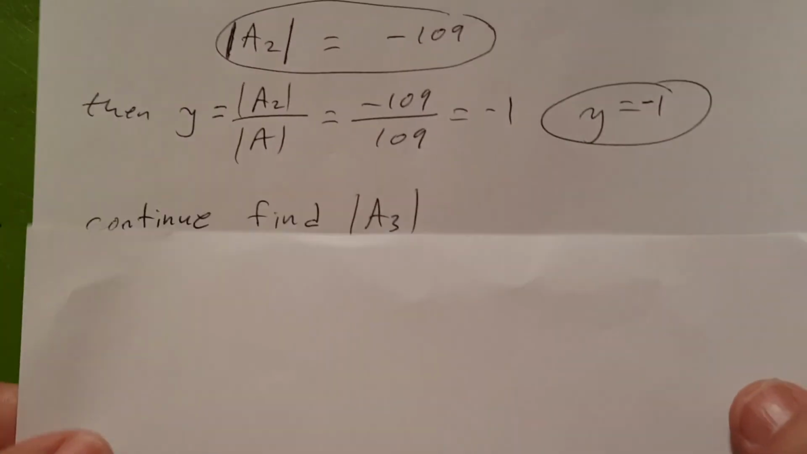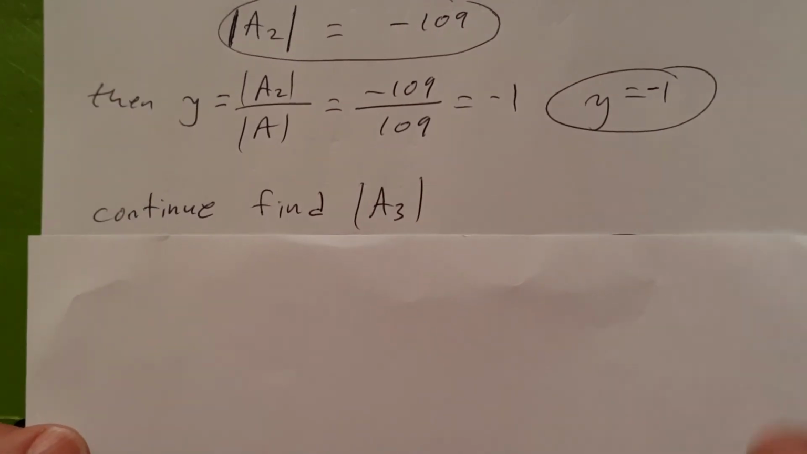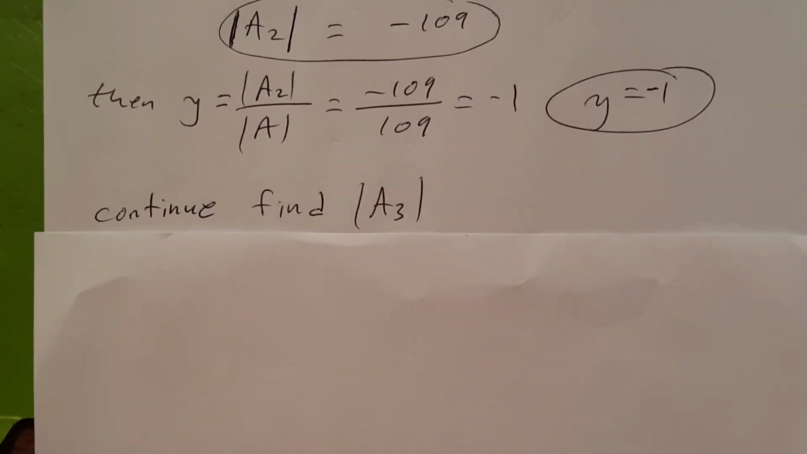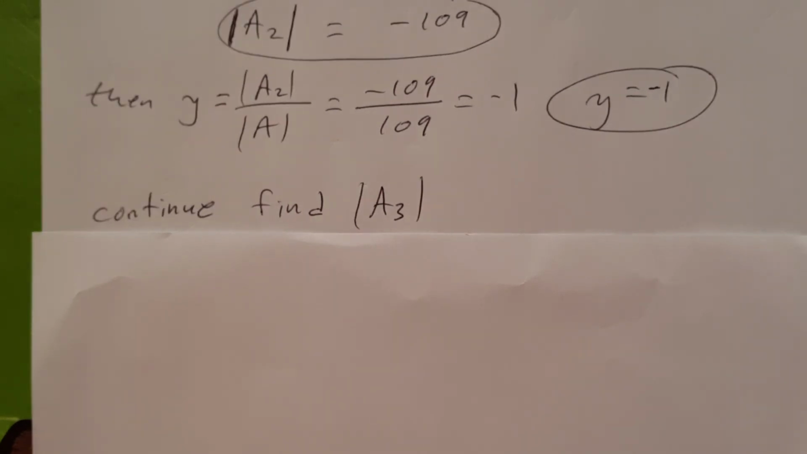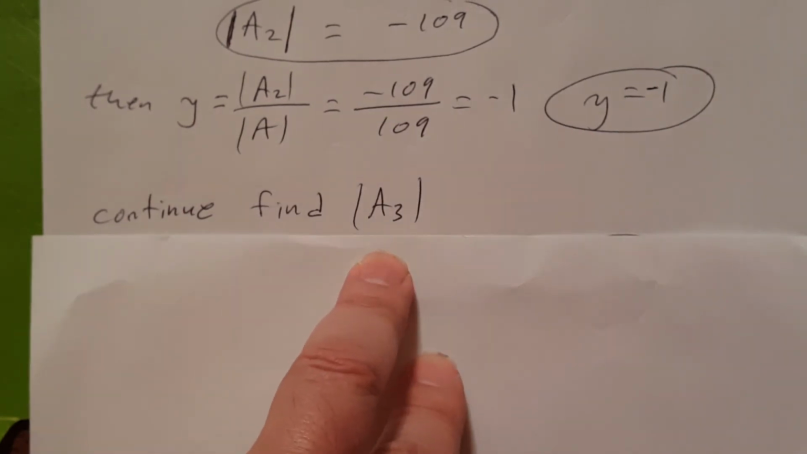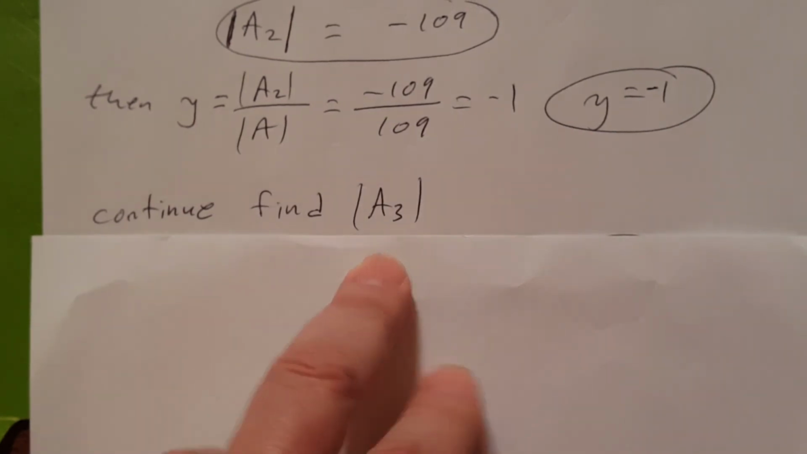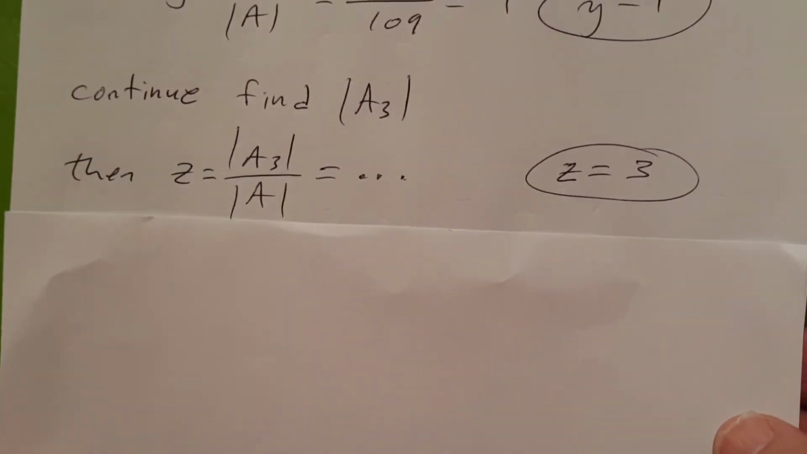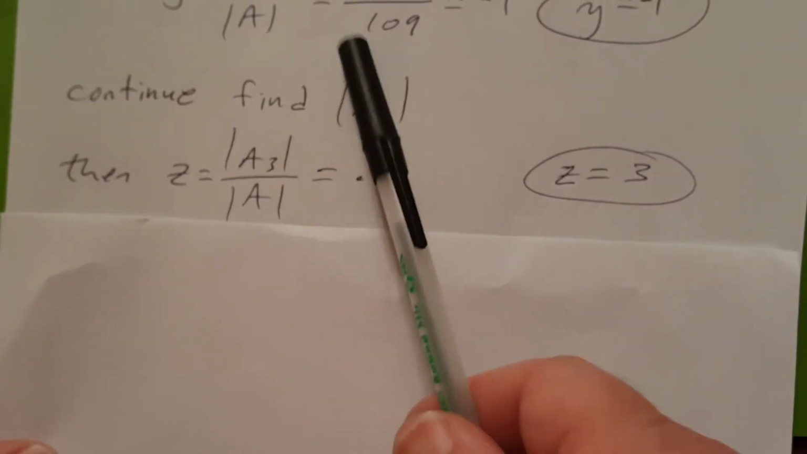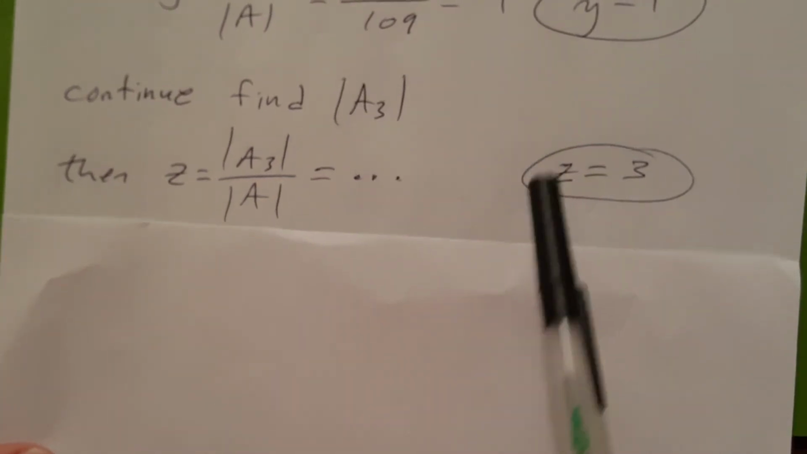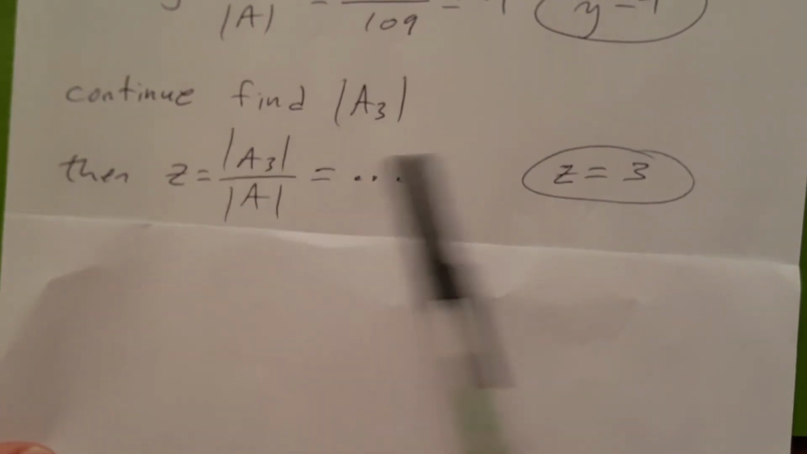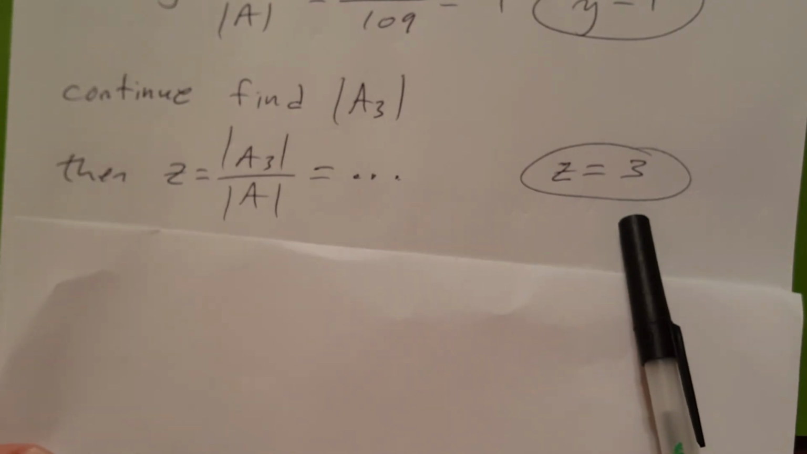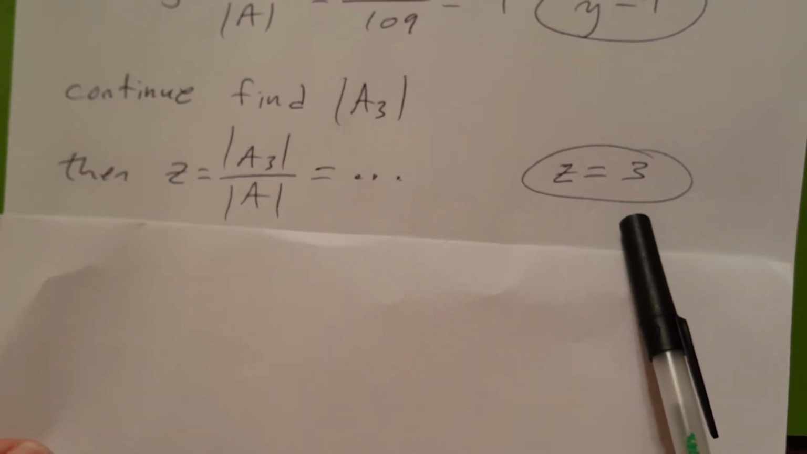Well, I think you get the pattern. You can continue on your own, and we can discuss any questions you have tomorrow. If you can't get A3 on your own, we can do that too tomorrow. But you would continue to get A3 first, the determinant of A3, and then use that number to get z. It should come out to 3. Okay? z is equal to 3.